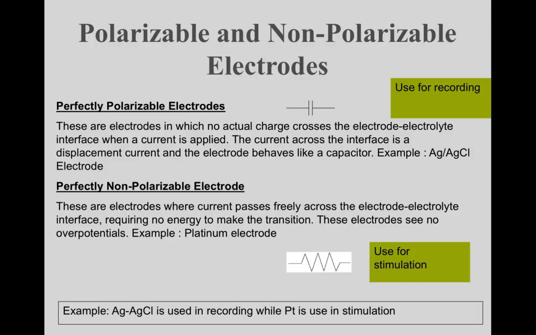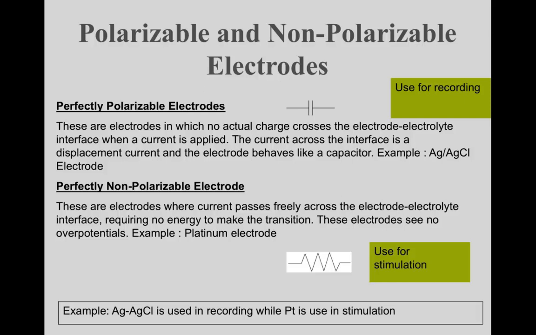We also have other newer types of electrodes. But in the conventional, especially clinical situation, silver chloride is one of the dominant electrodes used in making measurements. The other kind of electrode is the perfectly non-polarized electrode. These are electrodes where current passes freely across the electrode-electrolyte interface. So you don't have this sort of energy threshold that has to happen in order to make the transition. These electrodes don't see any overpotentials, and an example of that would be a platinum electrode.